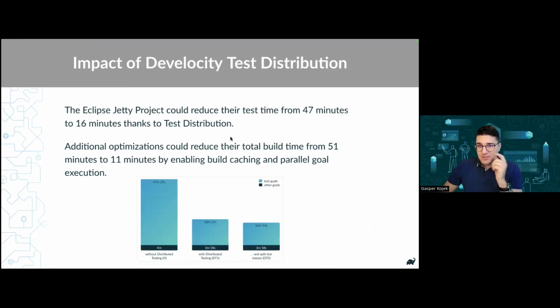And the last one is the test distribution. I don't have a live demo of that, but we did some testing with the Eclipse Jetty project, and we could reduce the test time for that project from 47 minutes down to 16 minutes with test distribution. And with some additional optimizations such as build caching and parallel goal execution, the overall build time could go from 51 minutes to 11 minutes. So the huge savings are there.